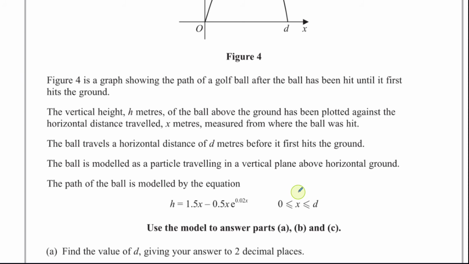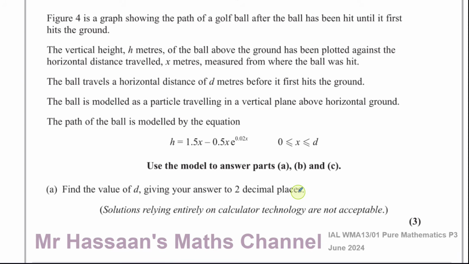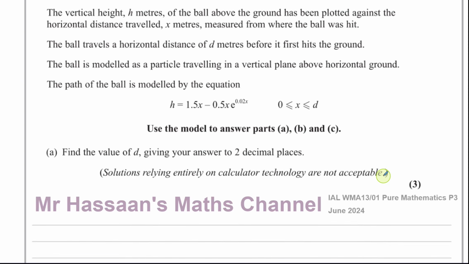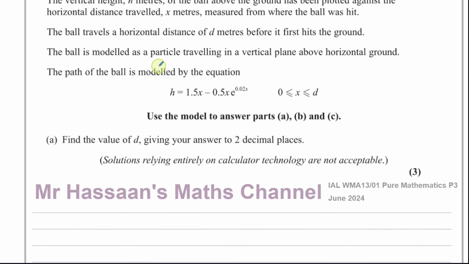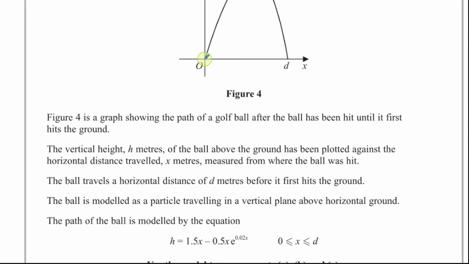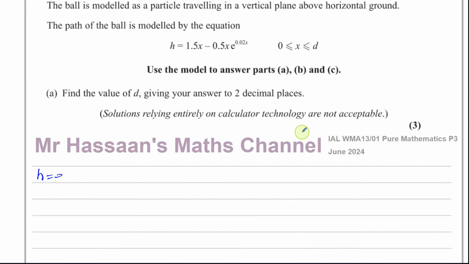Find the value of d, giving your answer to 2 decimal places. And it says solutions relying entirely on calculating technology are not acceptable. All right, so now it's horizontal ground. The places where it is going to be on the horizontal ground is when h is equal to 0. And we can see that there are going to be 2 places, when x equals 0 and when x equals d. We can see that from the graph, right?